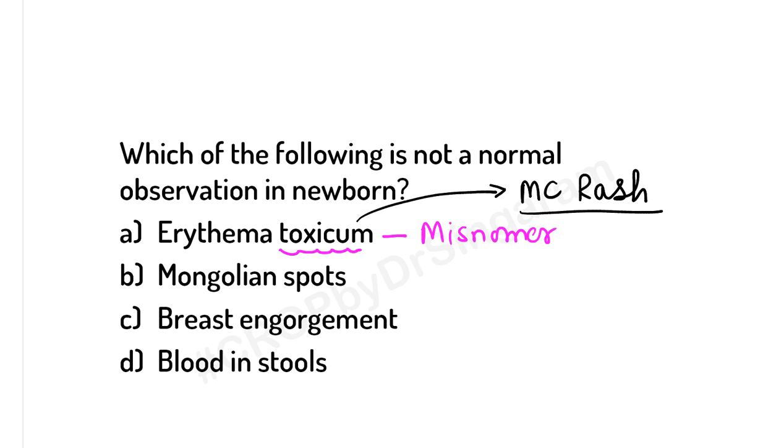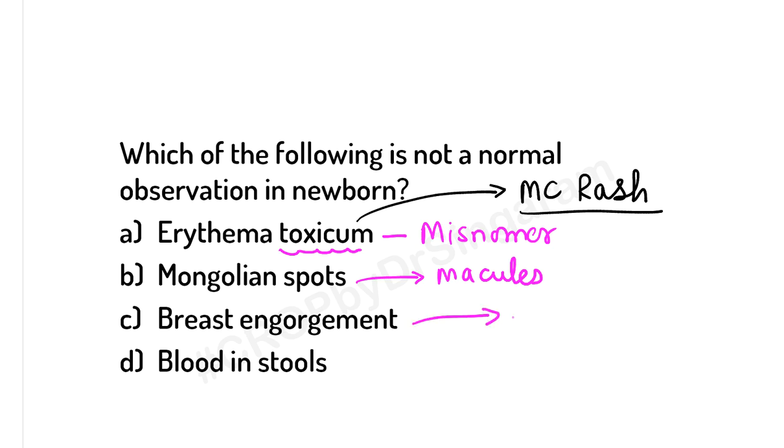Similarly, the next option, Mongolian spots, is also a normal finding in a newborn. What are Mongolian spots? Mongolian spots are greenish black or greenish blue macules noted on the back of the baby. It is very common in the Asian and Indian population. Again, it doesn't require any treatment. Now look at the third option, breast engorgement. This is also a normal finding in a newborn.